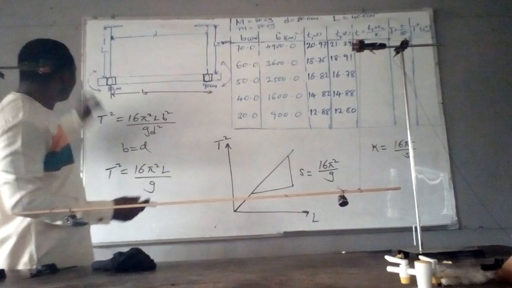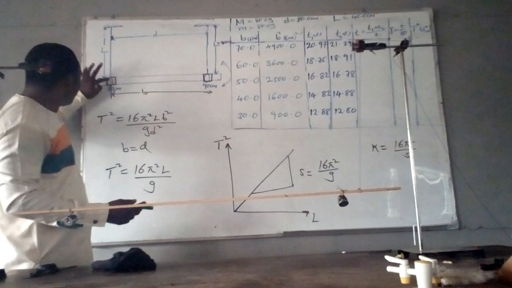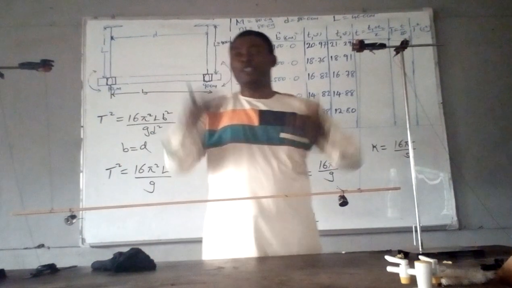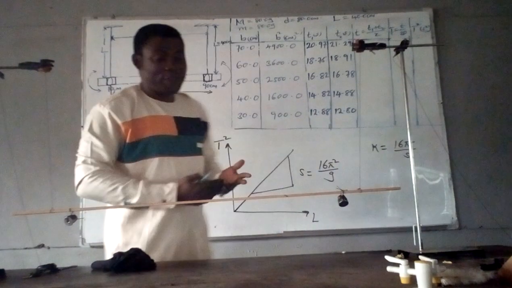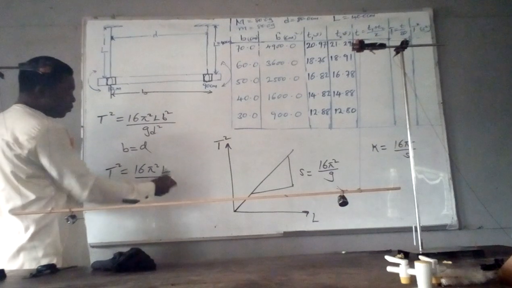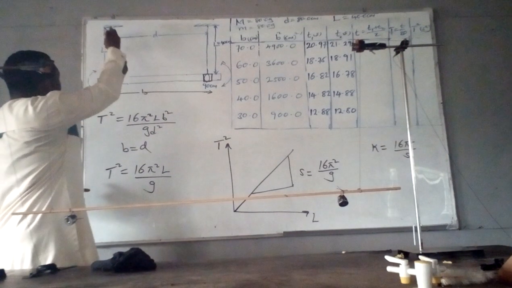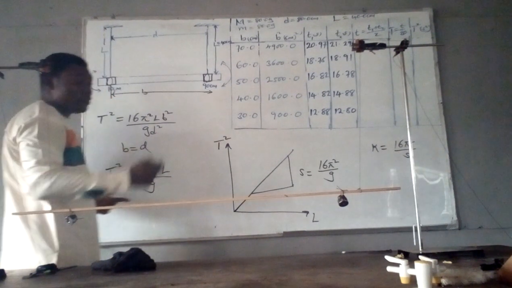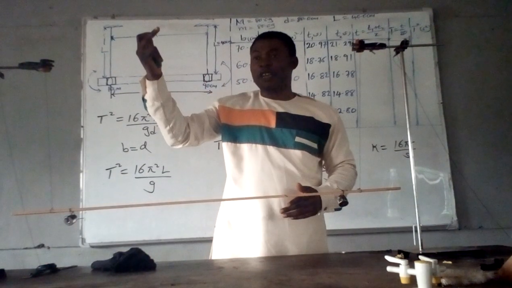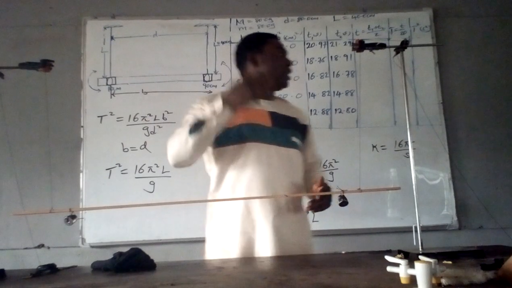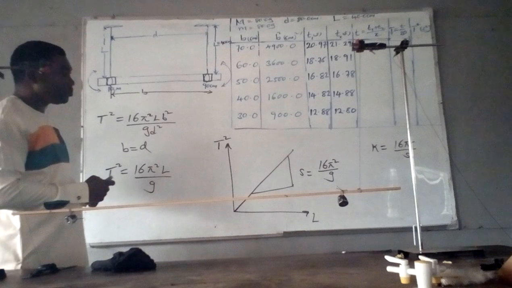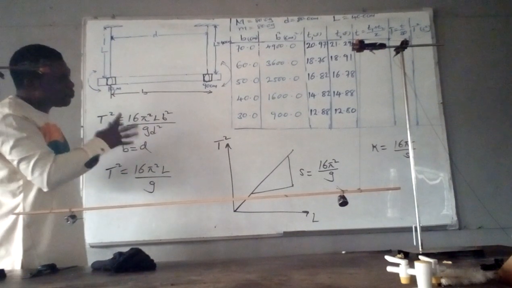So you have the masses placed at the exact point where you have the thread, and then you vary the length of the thread. Then you take the time for 20 oscillations. As you can see, the period of oscillation is directly proportional to the length. So if you reduce the length of the thread, the time of oscillation will reduce. If you increase the length of the thread, the time of oscillation will increase. So because of this relationship, this is the second possibility.